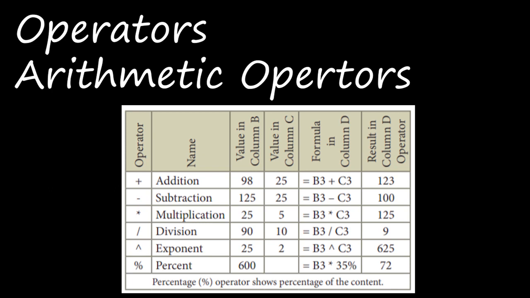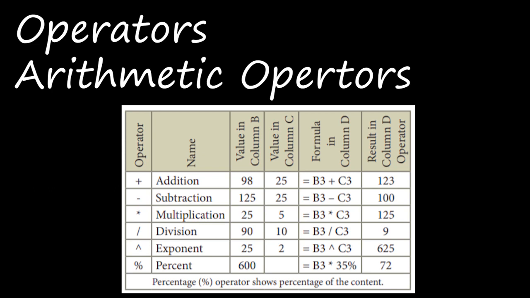And exponent. Exponent means what? It is nothing but power. The symbol is given here in the operator column. 25 exponent 2. We have to give this exponent symbol in between, B3 exponent C3. That means the values 25 and 2, so the value will be 25 power 2, and the result is 625.